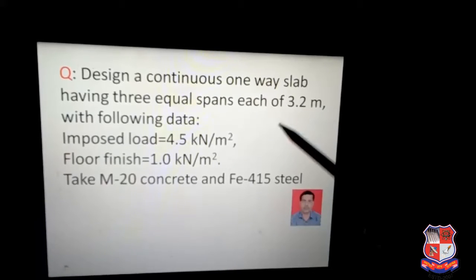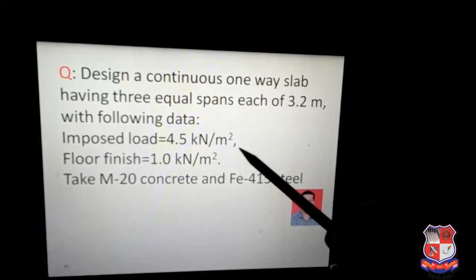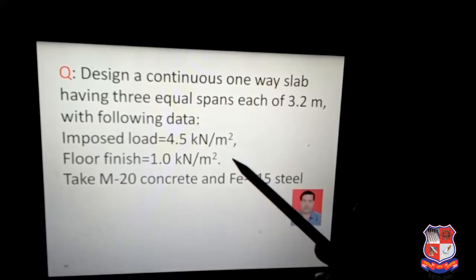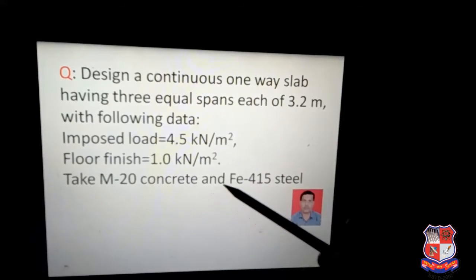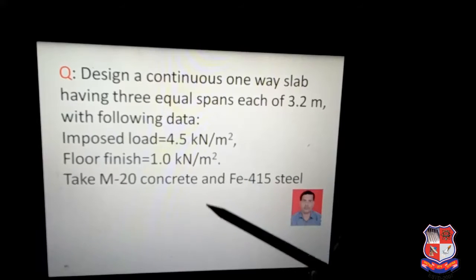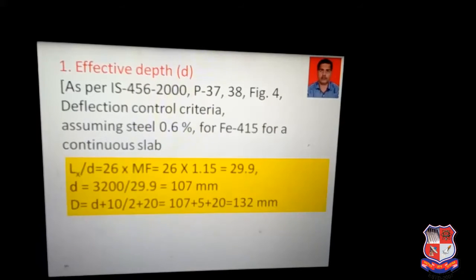For this we have taken a design problem of a continuous slab having 3 equal spans, each of 3.2 meters, with the following data. The imposed live load is 4.5 kN per square meter. The floor finish is 1 kN per square meter. We have to use M20 concrete and Fe415 steel. With this data, the first step is the effective depth calculation.